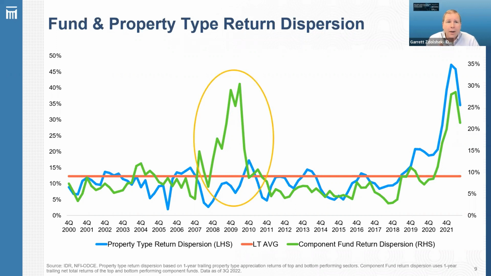If you look at the financial crisis in 08, 09, the sectors didn't get nearly as volatile, but the funds were. And when we look back, what we saw was that in the financial crisis, it was all about asset selection, meaning did you have really high quality assets that were well leased with credit tenants, and was the manager good at buying assets and holding them through a recession?